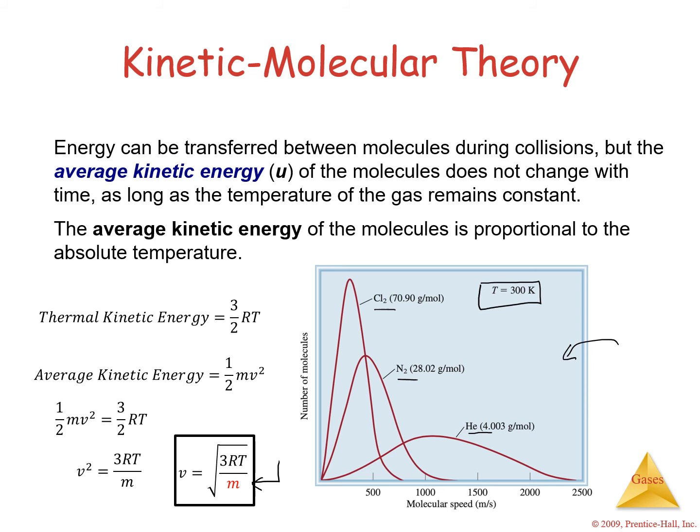and of course these masses are directly proportional to the molecular weights of these gases, of these elements. So you can see that, of course, the heavier gas will have a lower molecular speed, and the lightest element of the three will have the highest average molecular speed. So this is very much showing you how these bell shapes are changing as a function of mass.